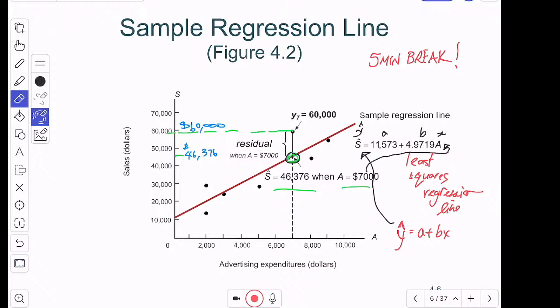So this line was chosen or determined in such a way that the errors, the residuals, are minimized. It floats in between these points so that the distance here is offset perfectly by the distance here. We call it least squares residual because the distances are what we care about, not the sign, because the residuals above the line will all be positives.